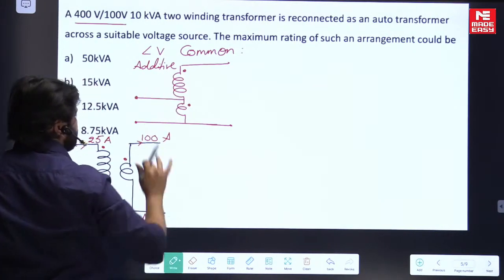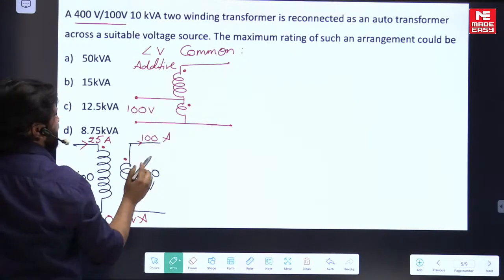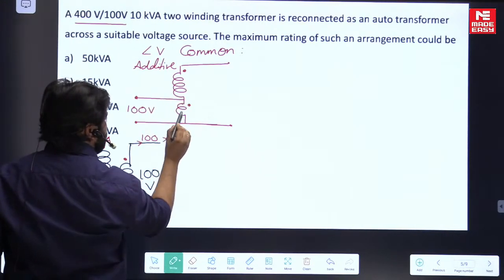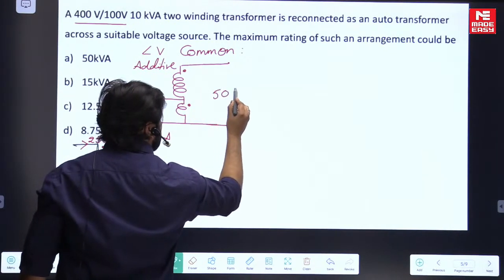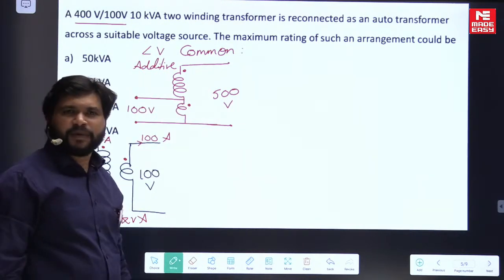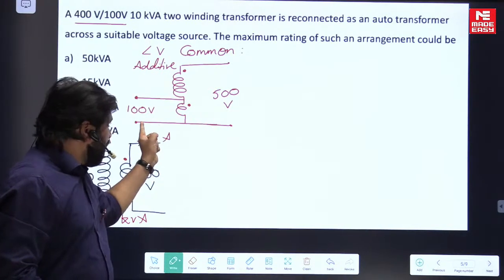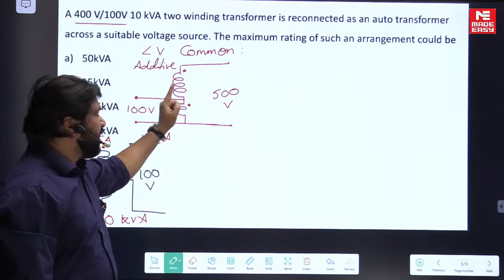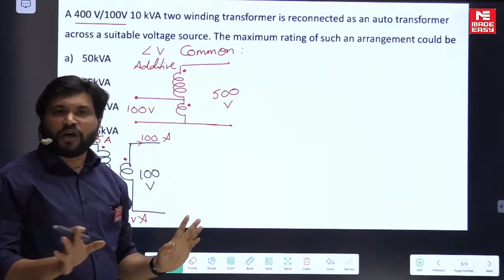This is one mode. You know, this is the 100 volt winding and this is the 400 volt winding, with total additive polarity. So on this side, how much will you get? 500 volts. This is one possibility. This is step up, and another possibility is step down. Here you can give the source and here you can connect the load, or here you can give the source and here you can connect the load. So two are over here.